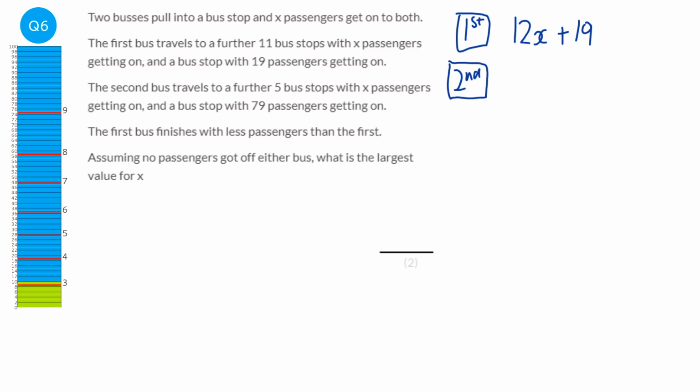Now for the second bus, well, we start with X and a further 5X come on. Because 5 bus stops with X passengers. So that's 6X altogether. And then 79 get on. And it says the first bus finishes with less passengers than the second. And the way we show that is with this inequality here.